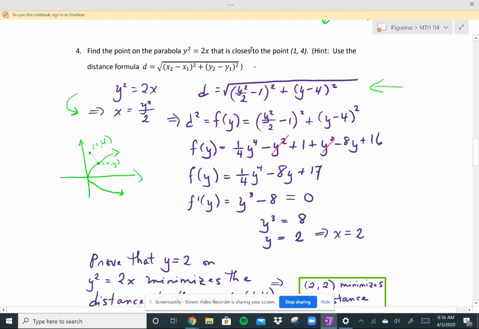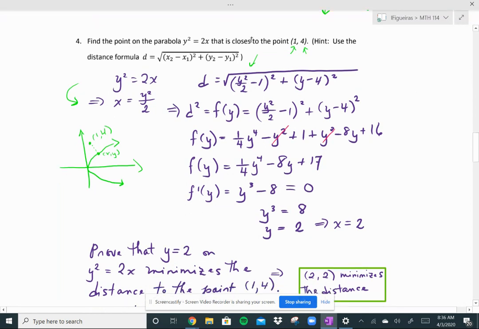So right here, when you substitute in, instead of x sub 2 minus x sub 1, it's y squared over 2 minus 1. Where did the 1 come from? From the point. Plus y minus 4. That's the second coordinate. And both of those differences are squared, and you're taking the square root of it.